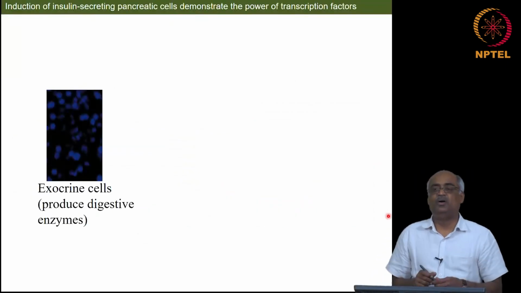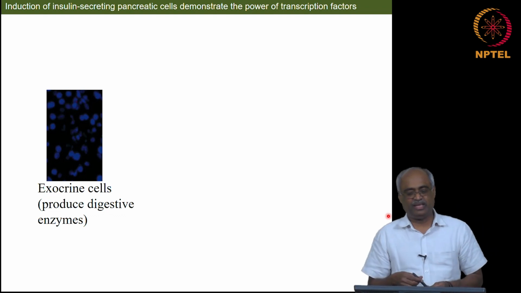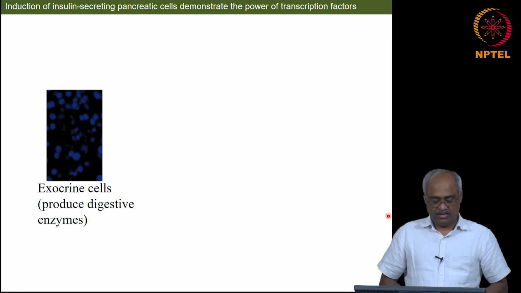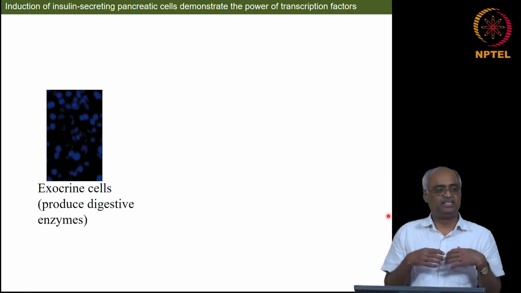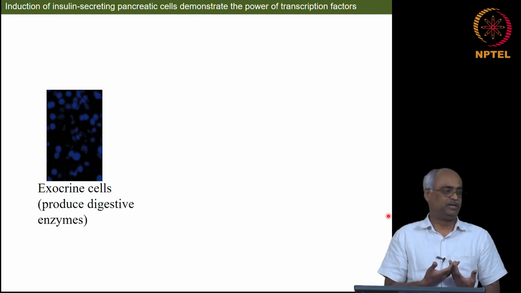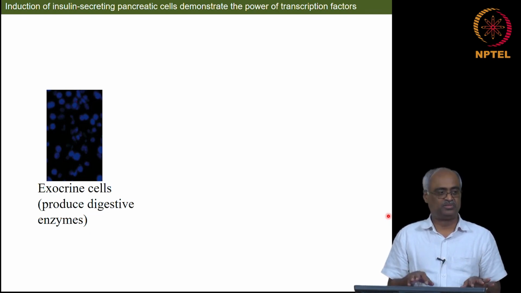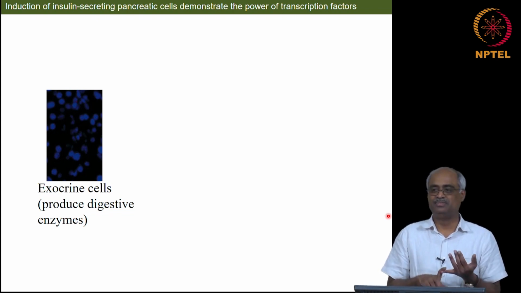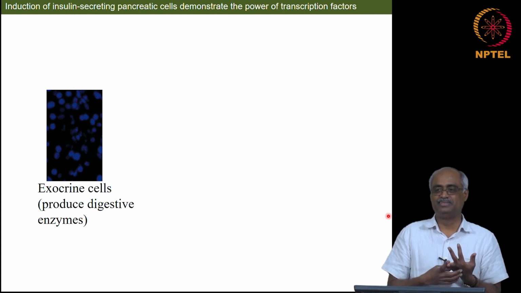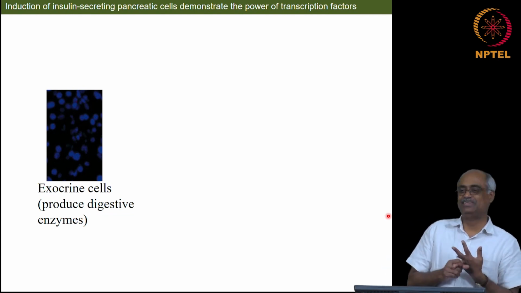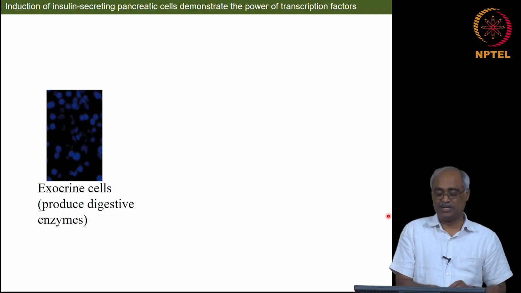Alright. So, how powerful are they? Here you are seeing the digestive enzyme producing part of the pancreas called the exocrine cells. They usually produce the digestive enzymes, proteolytic enzymes and so on, and they do not produce the hormones. What hormones are produced by the pancreas? Anyone? Insulin? Glucagon? Anything else? Okay, two are good enough. Okay, insulin and glucagon, right? These cells do not produce them.